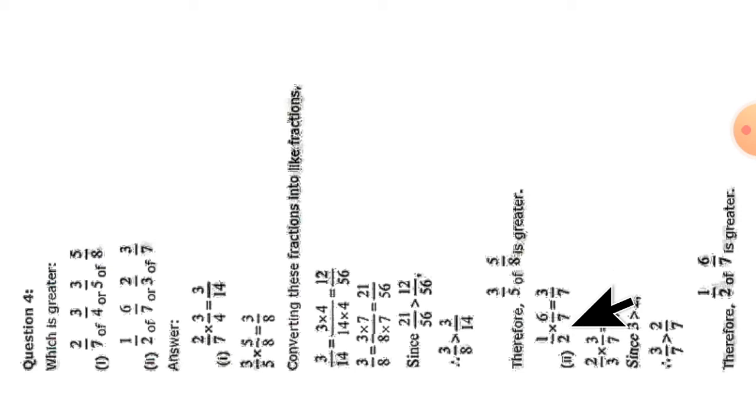Now the second one, 1 upon 2 into 6 upon 7. 2 1s are 2, 2 3s are 6. So 3 upon 7, and 2 upon 3 into 3 upon 7, the 3 will be cut. It will be 2 upon 7. Now one is 3 upon 7, the other is 2 upon 7. So 3 is greater than 2. So 3 upon 7 is greater than 2 upon 7. So 1 upon 2 of 6 upon 7 is the greater fraction.